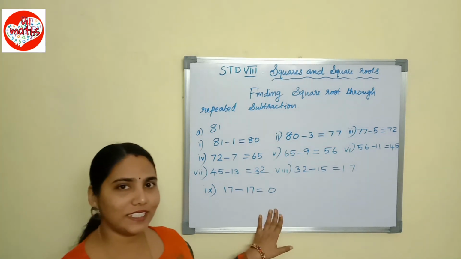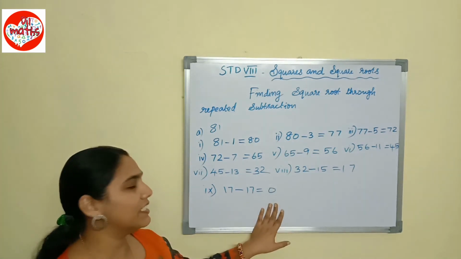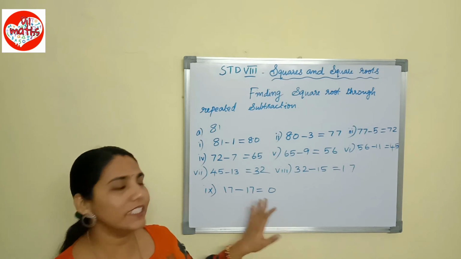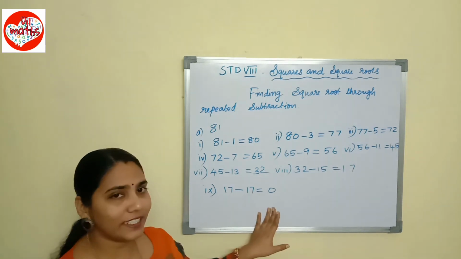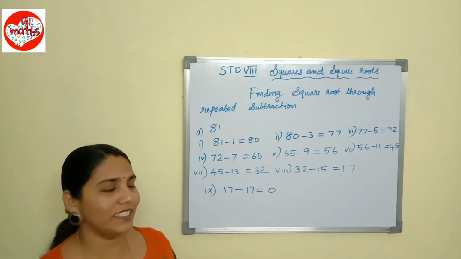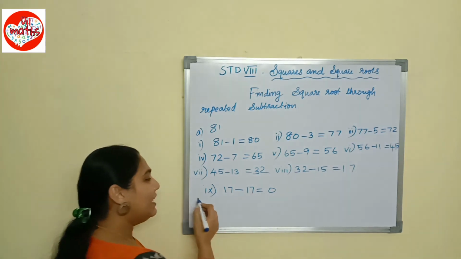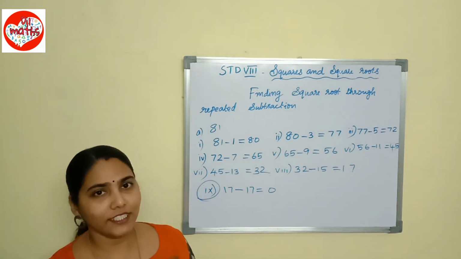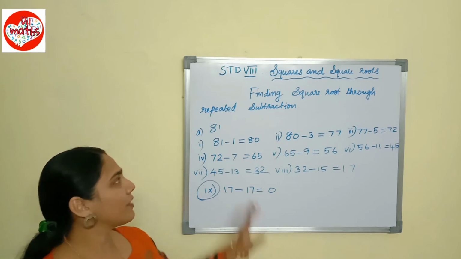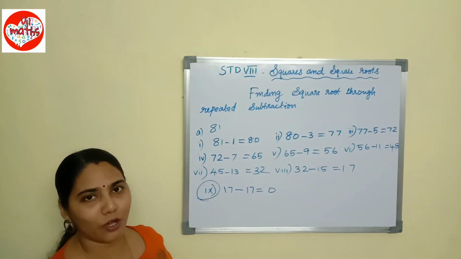Now we got the subtraction. That means after subtracting this, we got the difference as 0. Okay? So we got difference as 0. How many steps we have done here? 9 steps we have done here. So what will be the square root of 81? 9 will be the square root of 81.